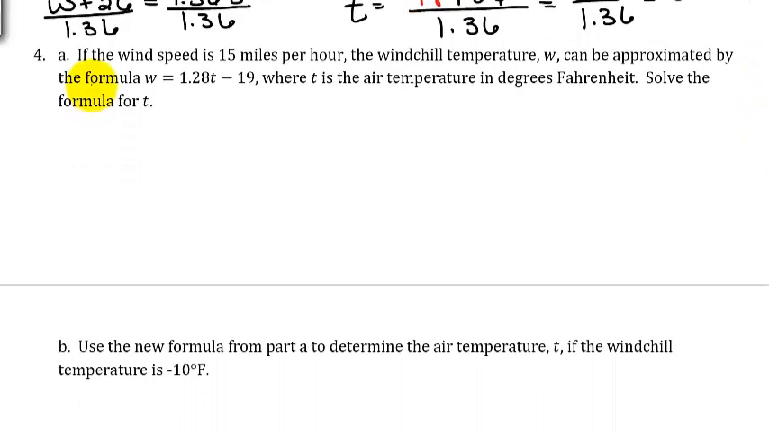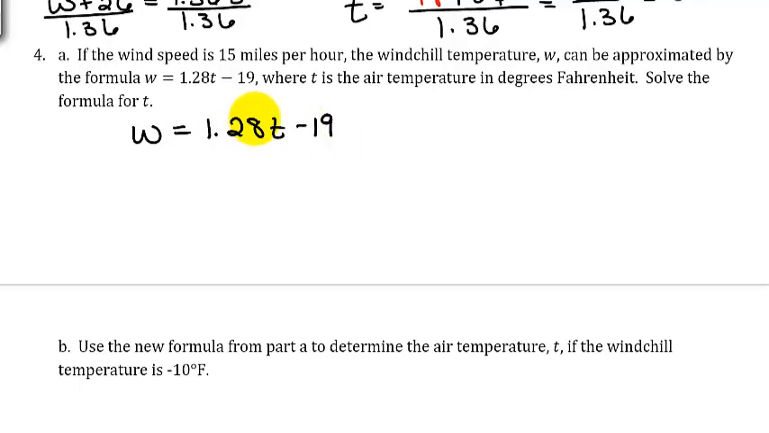In the next problem, if the wind speed is 15 miles per hour, the wind chill temperature W can be approximated by the formula W equals 1.28T minus 19, where T is the air temperature in degrees Fahrenheit. We want to solve this for T. So we're going to do the same thing that we just did with the other wind chill formula. W equals 1.28T minus 19.